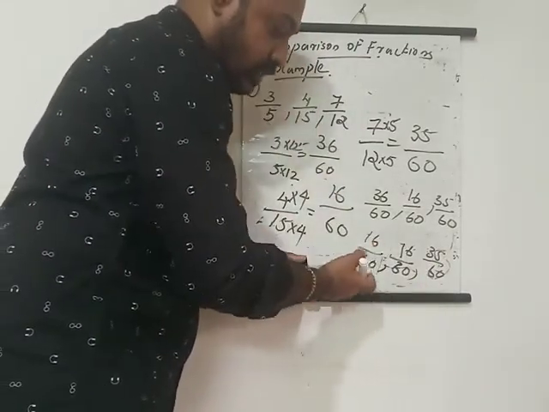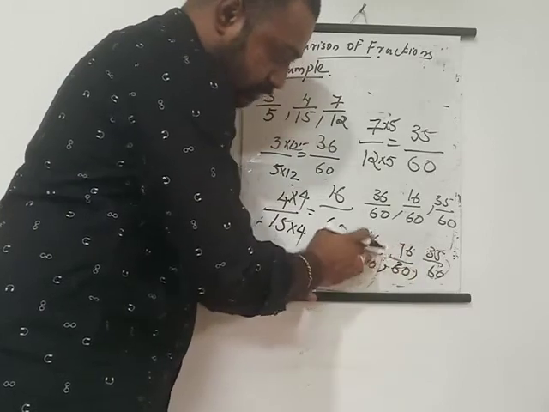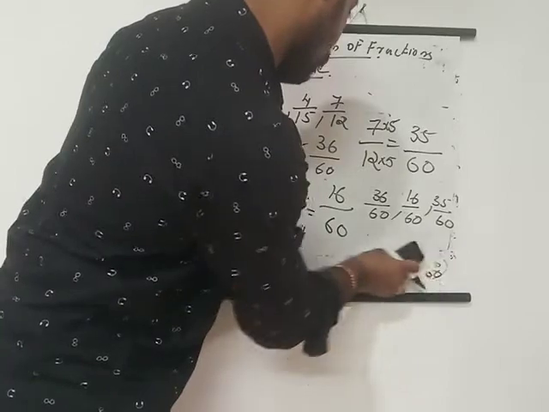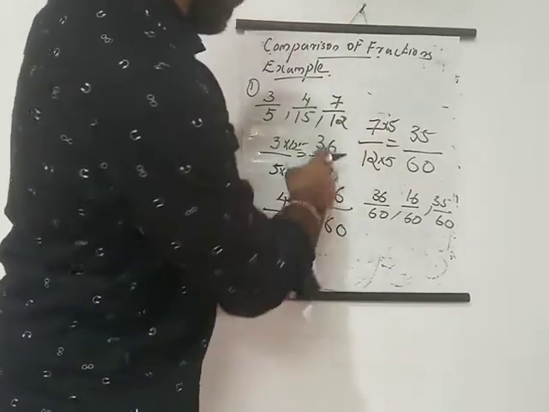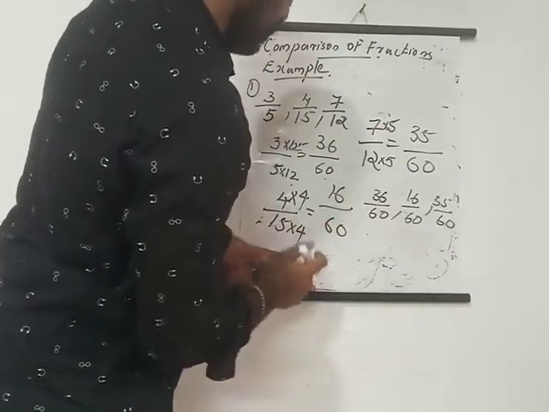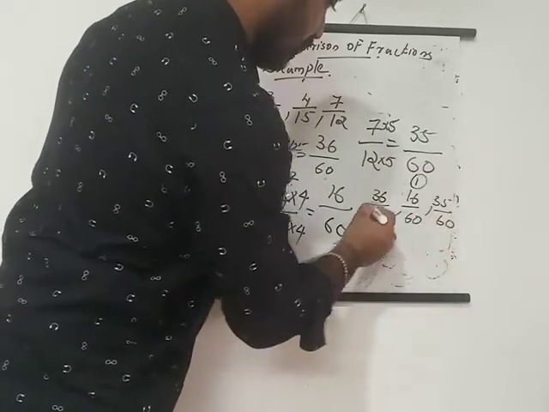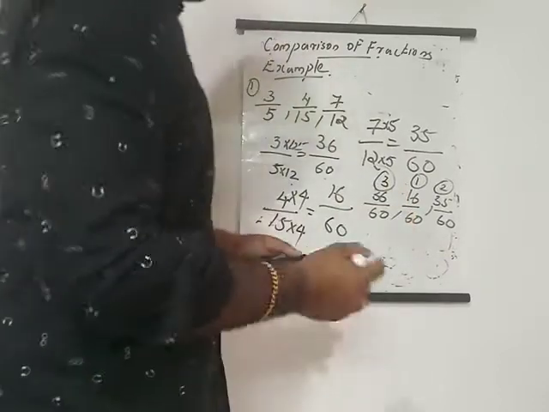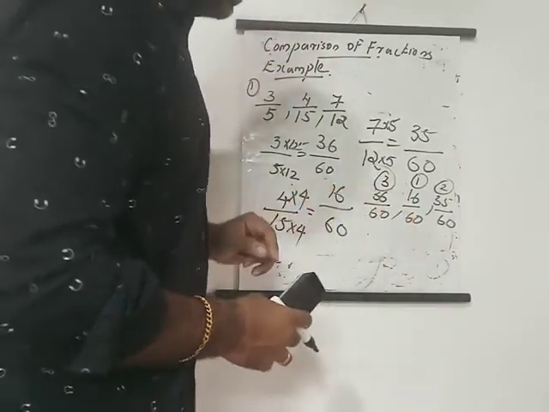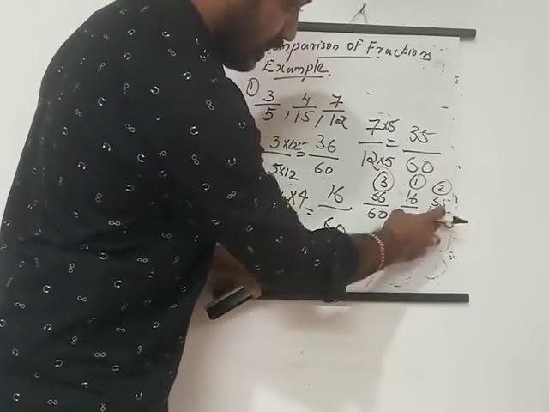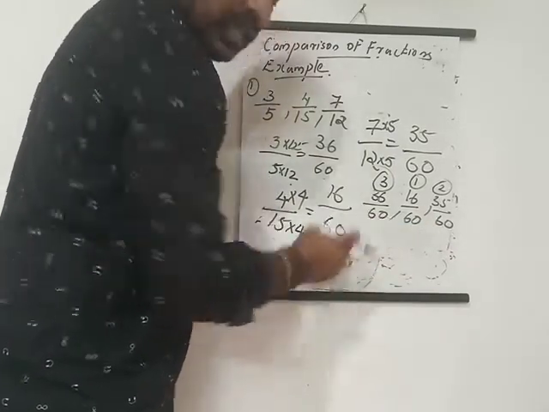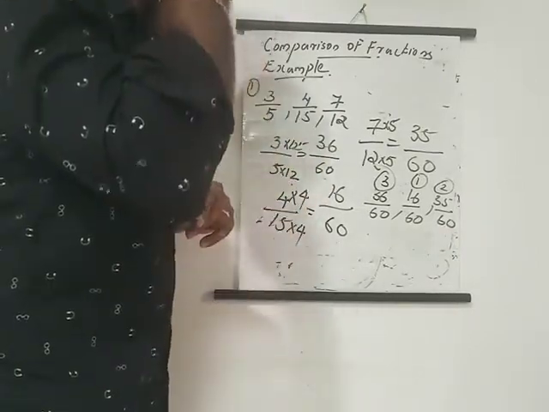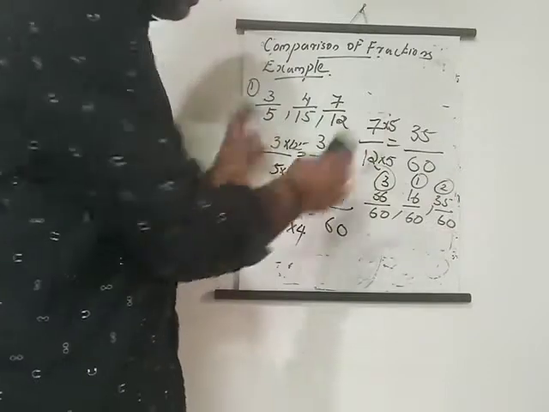Okay. So you can see that 16 by 60, then 35 by 60, and 36 by 60. This is the first one, this is the second one, and this is the third one. So these are our answers. 16 by 60 will come first, then 35 by 60 second, 36 by 60 last. So this is the way we have to write the numbers in ascending order. If it is descending order, it means the opposite of that. So this is the method.